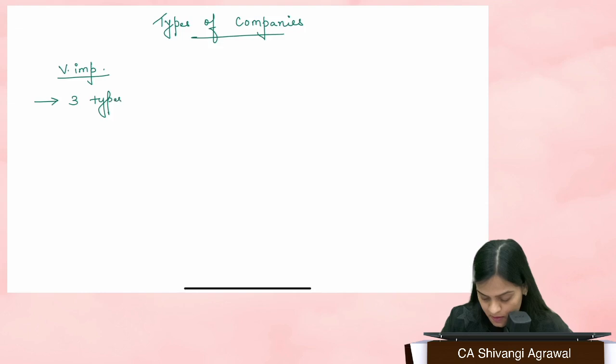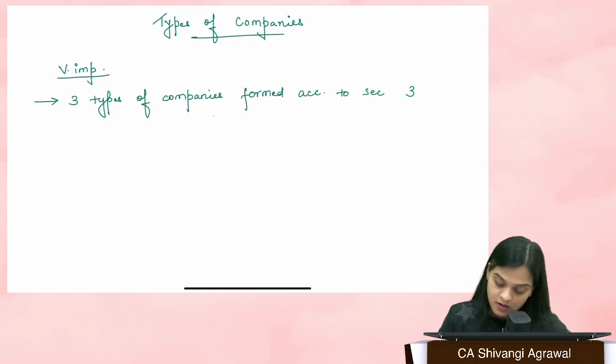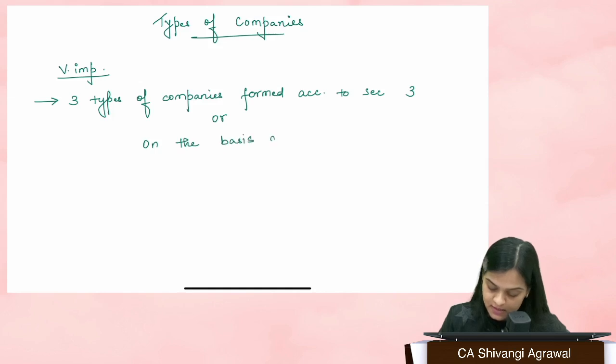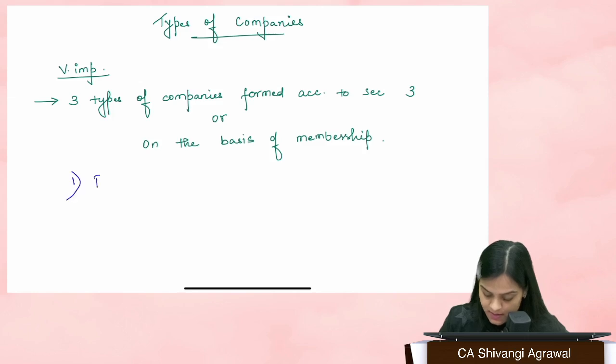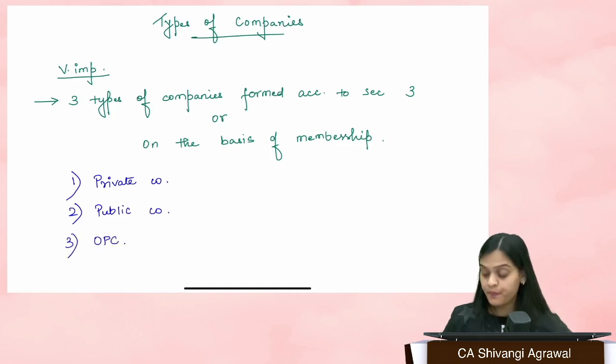Three types of companies formed according to section 3 or on the basis of membership. What is it? One is private company, second is public company, and the third is OPC.